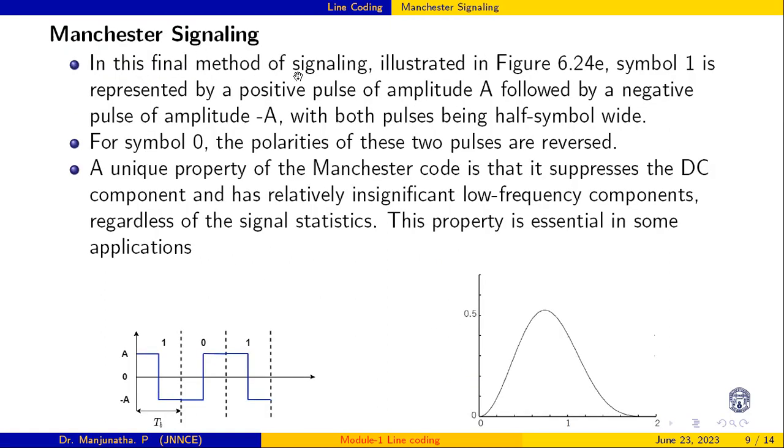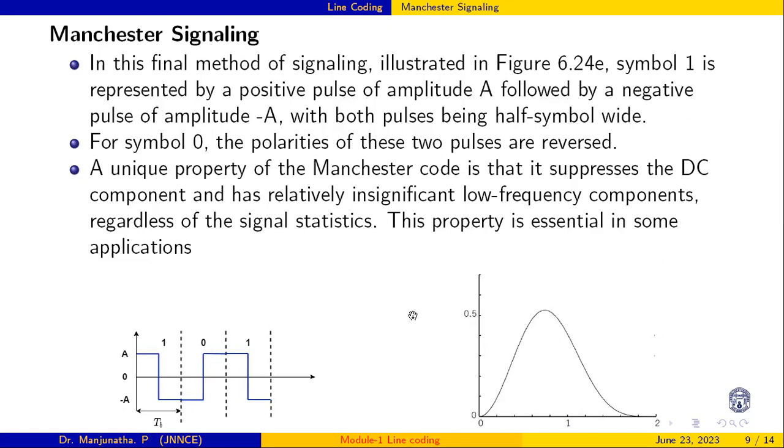Manchester signaling. In this method, the polarities of the pulses are reversed for symbol 0. To transmit a 1, symbol 1 is represented by a positive pulse of amplitude A followed by a negative pulse of amplitude A, that is, plus A to minus A. Similarly for 0, it is an inversion of that, so that is minus A to plus A. Again for 1, plus A to minus A. This is the power spectra.